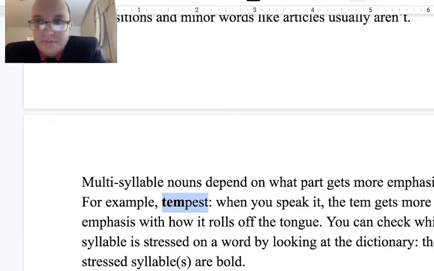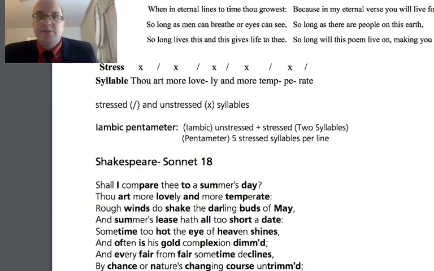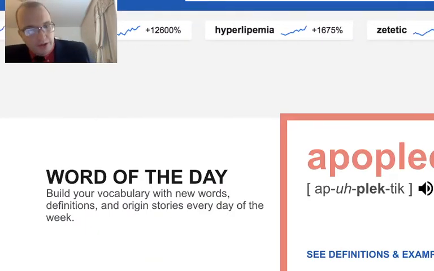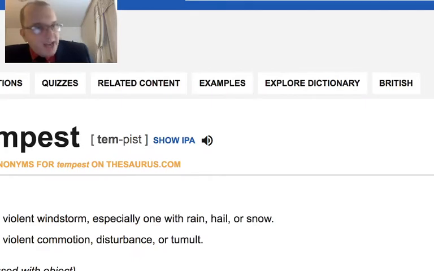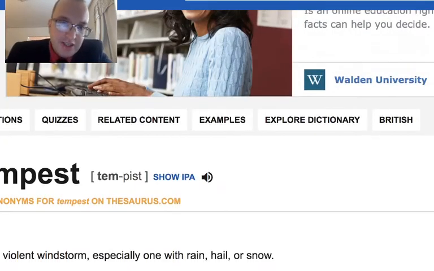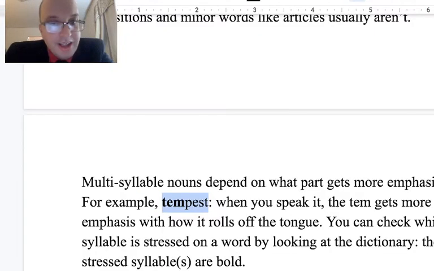Usually, I'll just show you guys this by going to the dictionary. If you have a word that has more than one syllable and you have a bad ear like myself, you can usually tell which syllable is stressed by looking at the dictionary. So the word tempest, they put it in two syllables. Tem is bolded, pest. The bolded syllable is the stressed syllable. Okay.